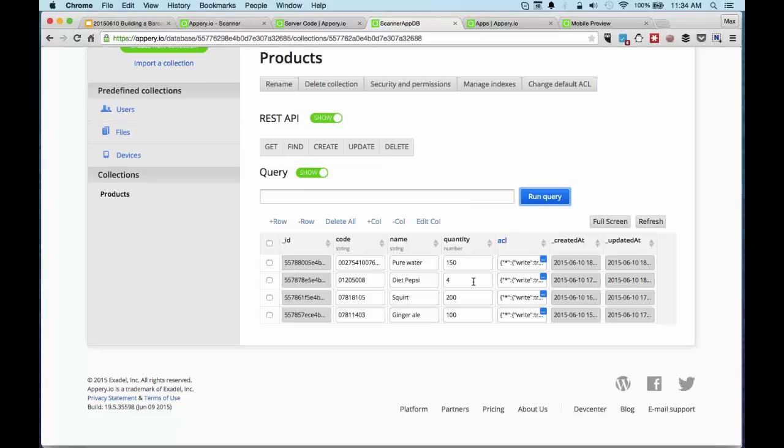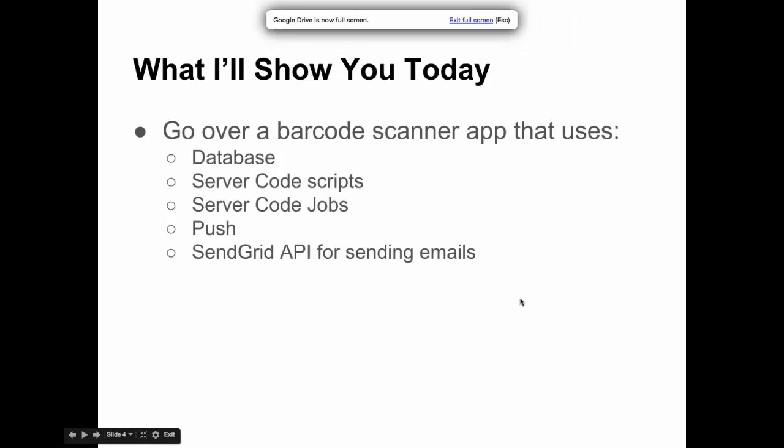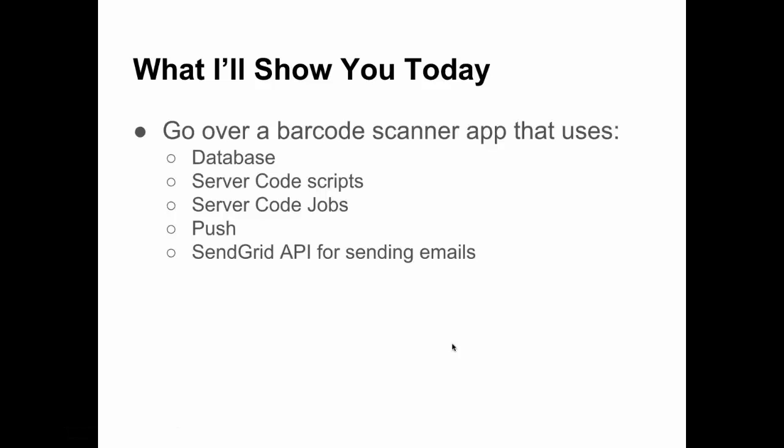Okay, so let's go back here, and again we will come back and check the email. As you can see, it's an example that not just uses the barcode scanner, but actually uses a lot of other features in the platform. And what's really nice, as I mentioned, is everything is integrated, right? From the server code script, you can query the database, you can send an email, and you can send a push message, and you can also schedule the script to run. So you get a lot of nice functionality out of the box.